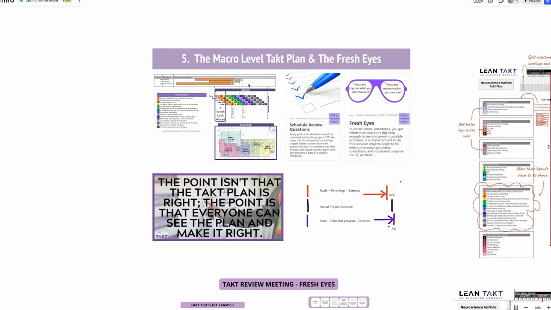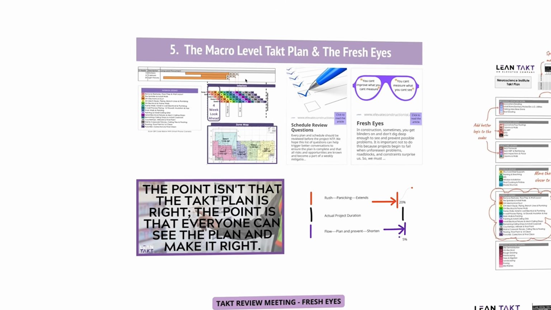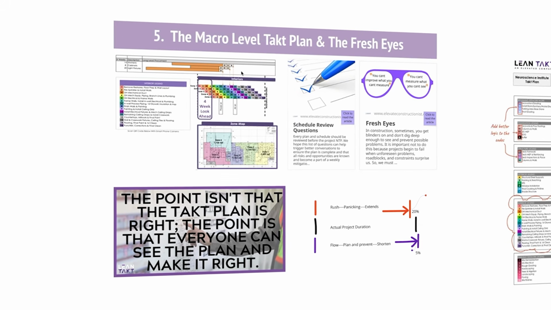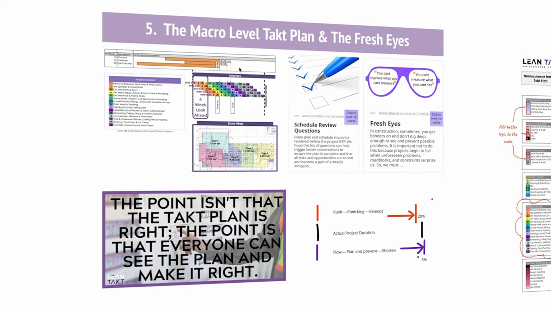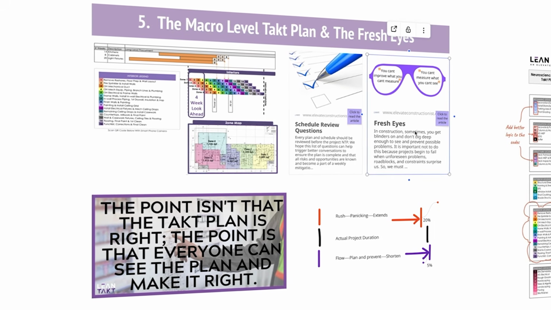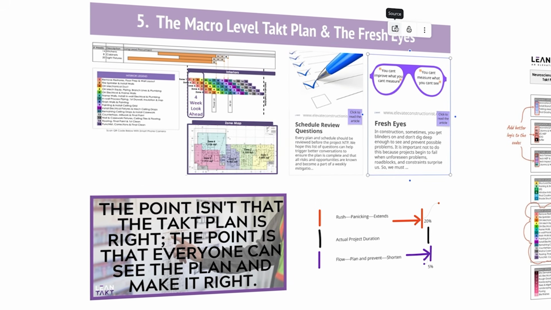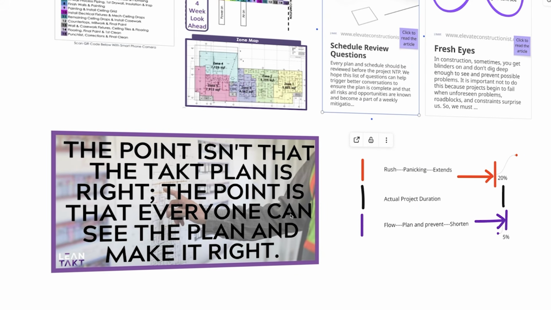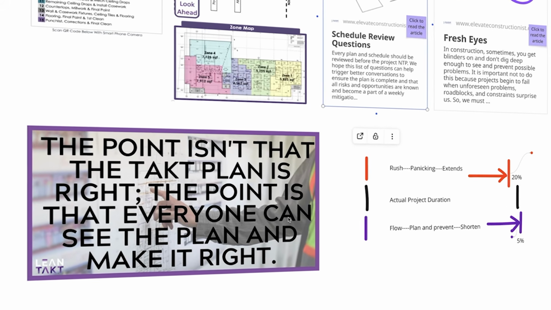Okay. So what I want to do here is finish out really strong and explain a couple of things. We have some resources here for you to actually do the Fresh Eyes meeting. You can go to the blog post that shows you how to do it. And we have some really nice schedule questions that you can just click on and go to whenever you want. The point for the macro-level takt plan isn't that it's right the first time. The point is that everybody can see it and make it right.